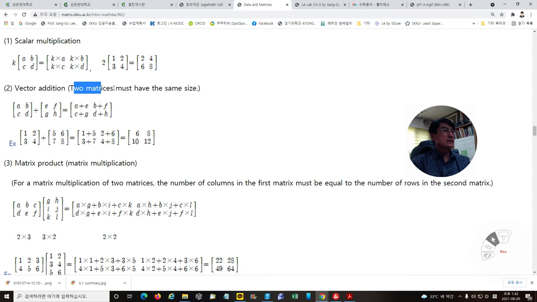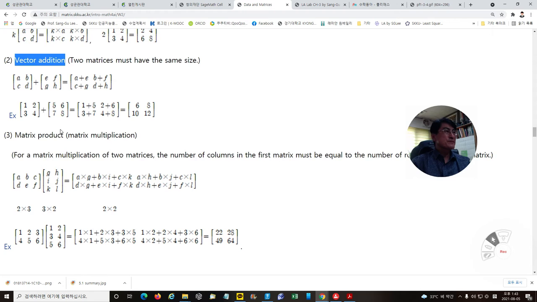Matrix addition. Two matrices must have the same size first in order to define the addition. And so we have a 2x2 matrix and a 2x2 matrix to be added. Then all we have to do is just component-wise addition for each of the components, one by one. The 1-1 entry and 1-2 entry, and 2-1 entry and 2-2 entry can be obtained this way, as you see in this example.